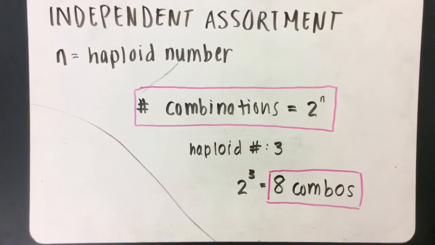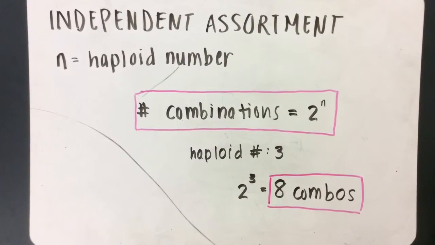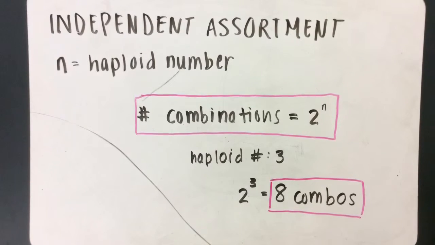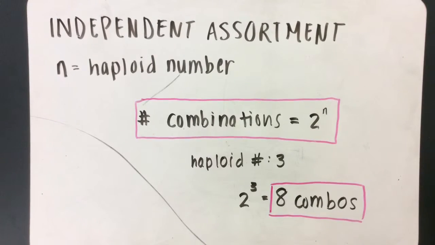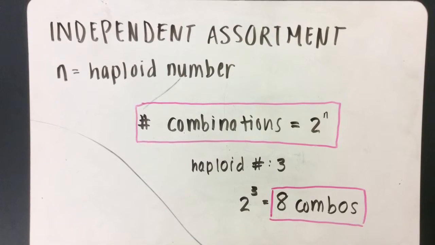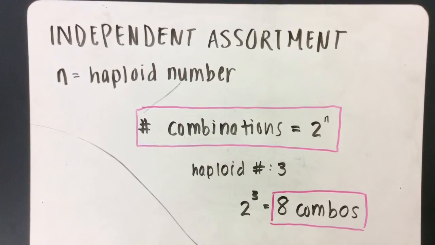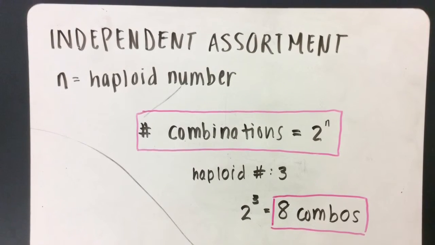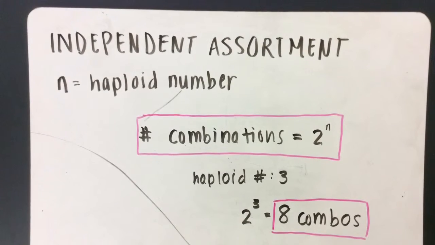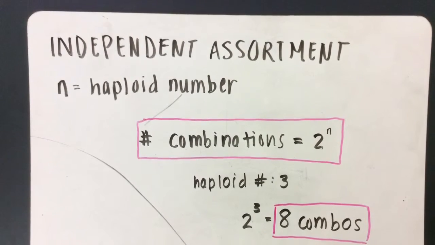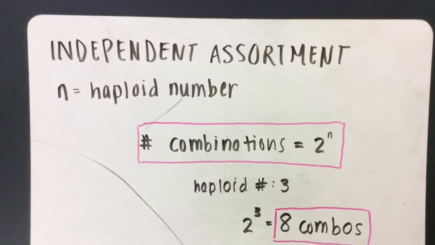Independent assortment, as well as crossing over, as we mentioned previously, contributes to genetic diversity. Our cell has 8 different combinations that can occur from independent assortment alone. The equation we used was 2 to the nth power, where n equals the haploid number. Because our haploid number was 3, 2 to the 3rd power equals 8 different combinations.